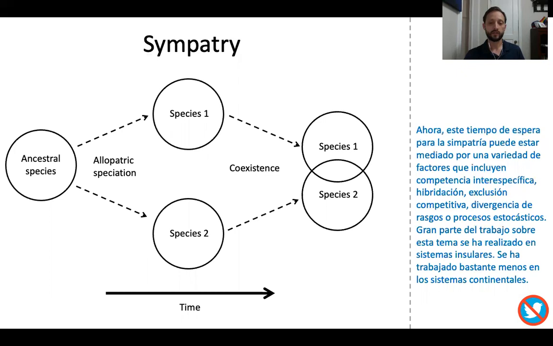Now, this waiting time to sympatry can be mediated by a variety of factors, including interspecific competition, hybridization, competitive exclusion, trait divergence, or just stochastic processes. And much of the work that has been done on this has been in island systems, and rather less has been done in continental systems.